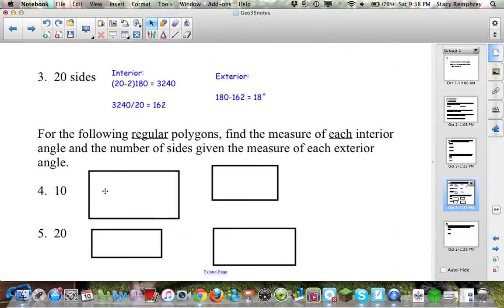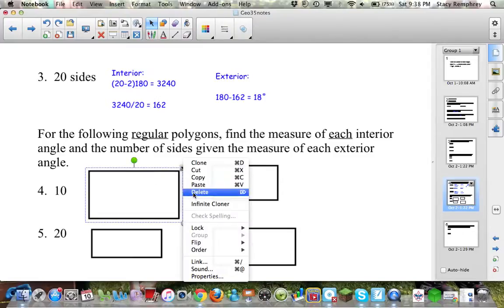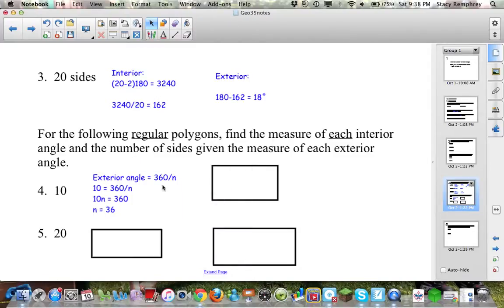In the next two problems, find the regular polygons. So again, I did it in a couple different ways. Over here, I used the exterior angle equals 360 divided by n, and I solved it where n is the number of sides. And then used the fact that the exterior angle is 10. The interior angle is supplementary to that, so I used that there.